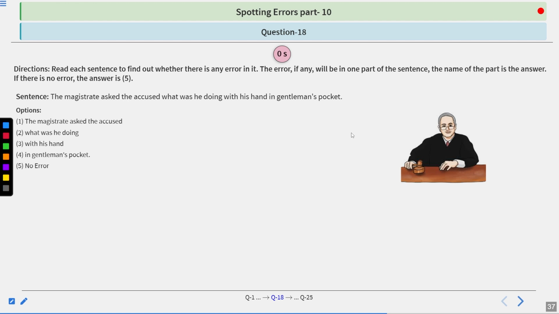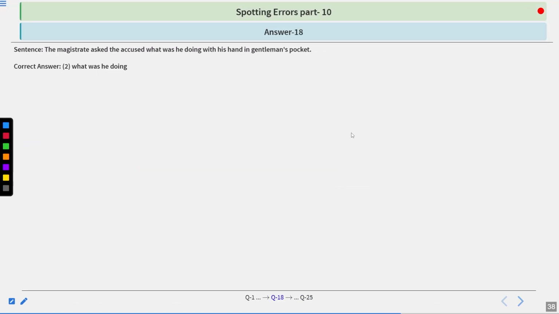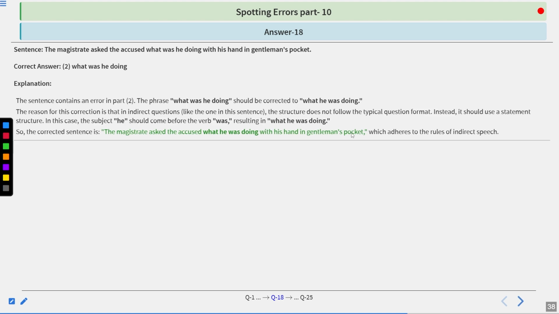I hope you have answered. Let's move to the correct answer. The correct answer is what was he doing? The explanation is the phrase what was he doing should be corrected to what he was doing.